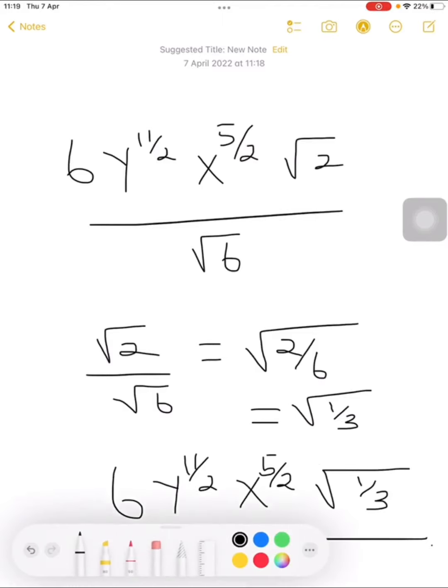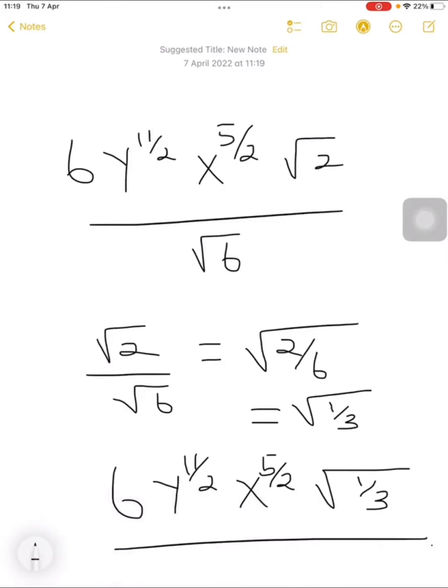That's your final answer. So hope you've understood how I simplified this all the way to here.